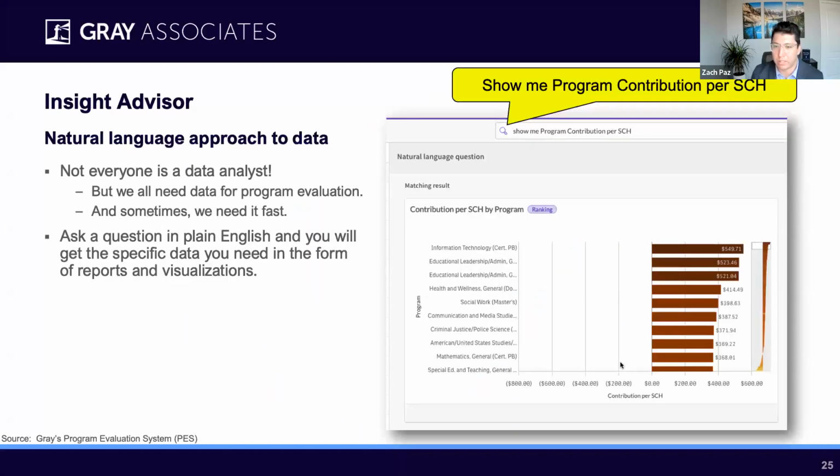Many of the questions that we get around the data that we provide are: this is great, but I don't have the analysts to be able to work with this, or I don't have the time to learn something to be able to do that. So there are a lot more options out there, like natural language or plain English questions, to get at some of the analysis. Here's an example of asking the system a question like, show me program contribution per student credit hour. And with natural language processing, it can then produce a chart for you.